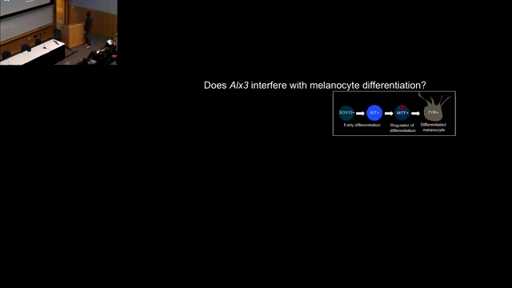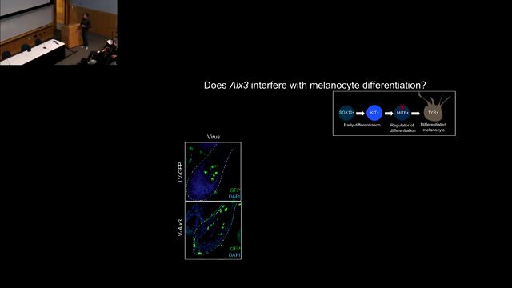And so the first question we wanted to address is, is ALX3 capable of interfering with melanocyte differentiation, right? This is what we think is going on. And so this is our diagram again right here. And so what you're seeing here is the control embryo is going to be on the top, and the experimental embryo is going to be on the bottom.